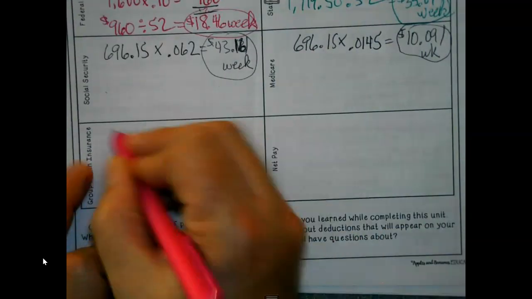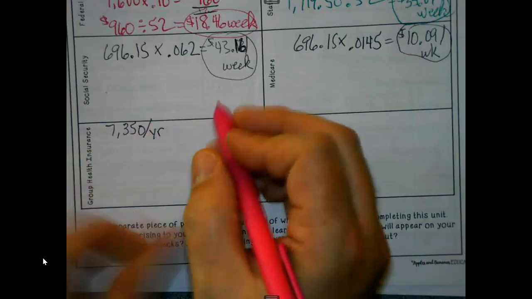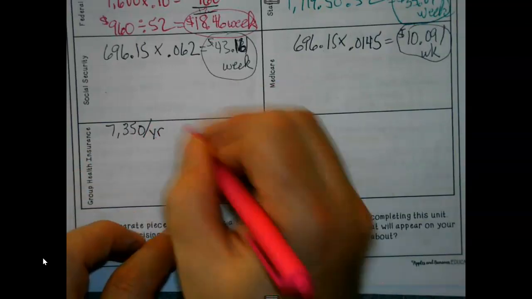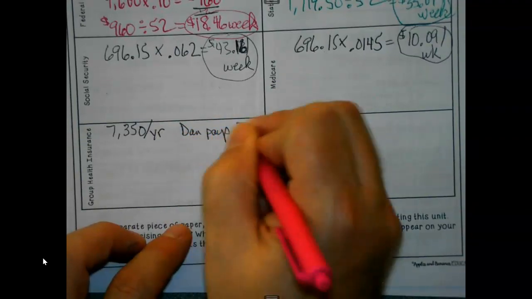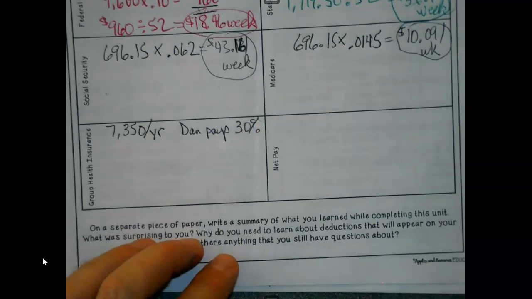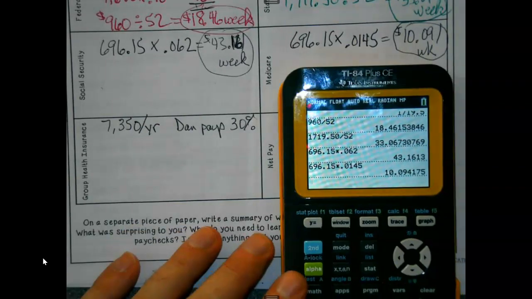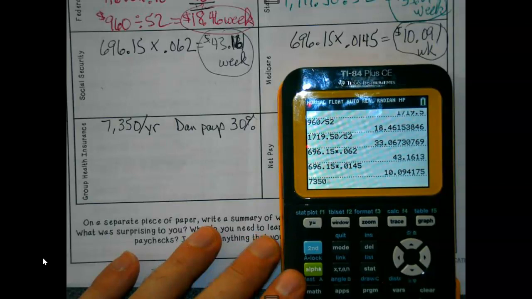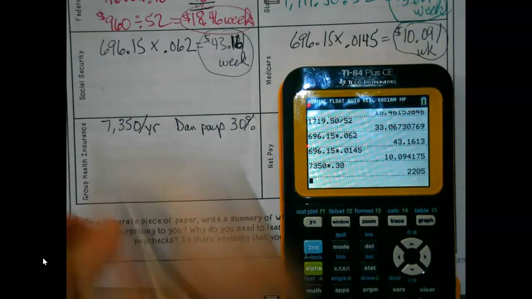So here's the next spot we got off of the profile on the back. It was $7,350 per year, but the employer paid 70%. So Dan pays 30%. He'll pay the part that his bosses don't. So here, I can do this a couple of ways. I can do $7,350 times 30%. That would work.